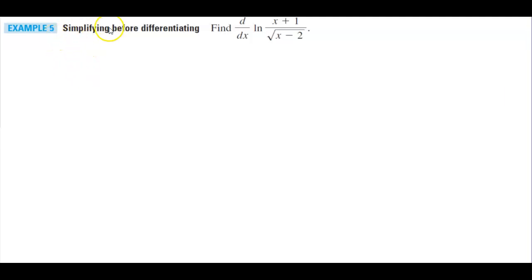Example 5, simplifying before differentiating. We want to find the derivative with respect to x of the natural log of (x + 1) divided by the square root of (x - 2).